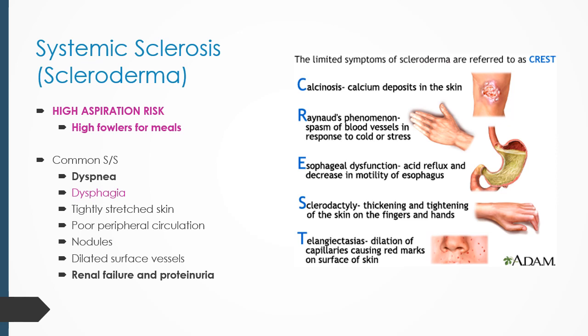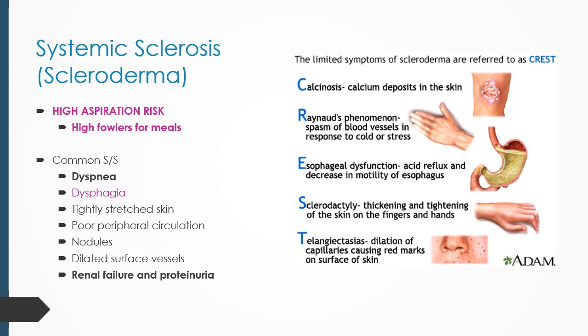Esophageal dysfunction can cause acid reflux and decrease in motility of the esophagus, which causes the patient to have dysphagia and makes them really high risk for aspiration. So remember with patients with scleroderma and CREST syndrome that you want to have them sitting bolt upright. So full Fowler's or high Fowler's is bolt upright for meals. So 90 degrees up in the chair if you can get them up in the chair, and otherwise straight upright in bed.